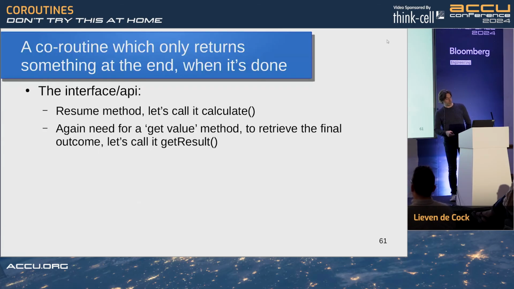From the user's perspective, so radio station, pinball, we will now call the class average. There is again the resume method we need from the user perspective to say, yep, please continue. Let's call it calculate in this example. And this time, again, we need to be able to fetch the calculated value, not on every suspension, but at the very end, when everything is done.